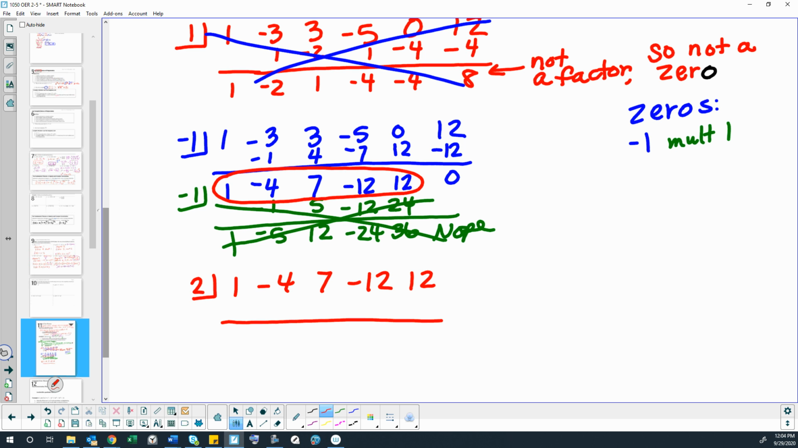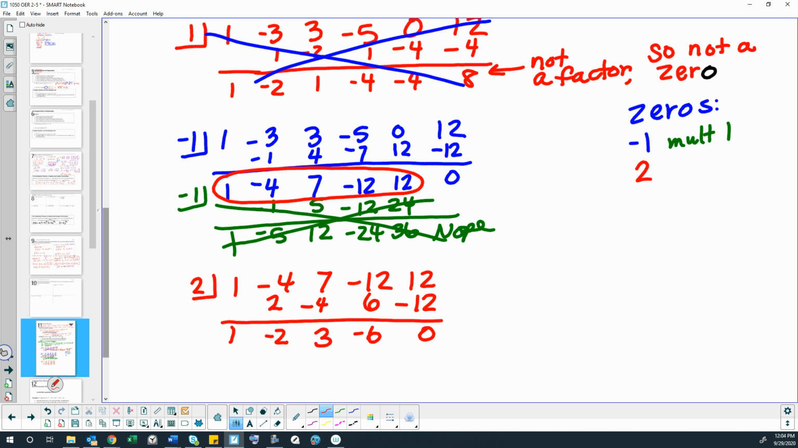All right, bring down 1. 1 times 2 is 2. -4 plus 2 is -2. -2 times 2, -4. 7 minus 4 is 3. 3 times 2 is 6. -12 and 6 is -6. -6 and 2 is -12. Jackpot. We got 0.